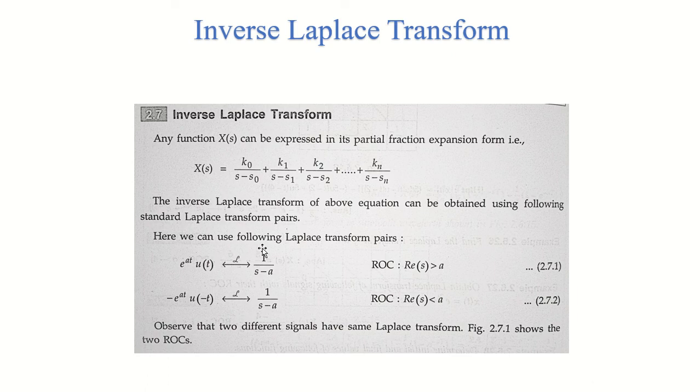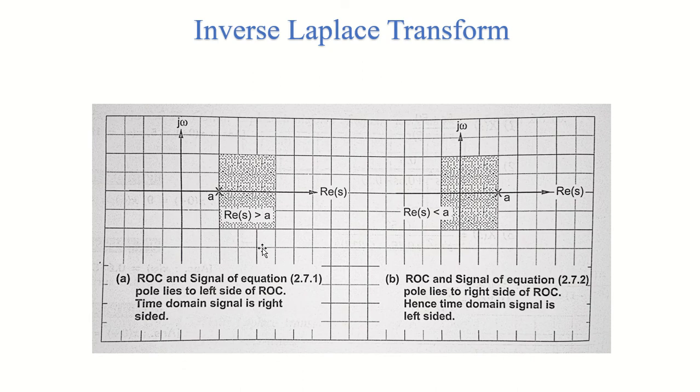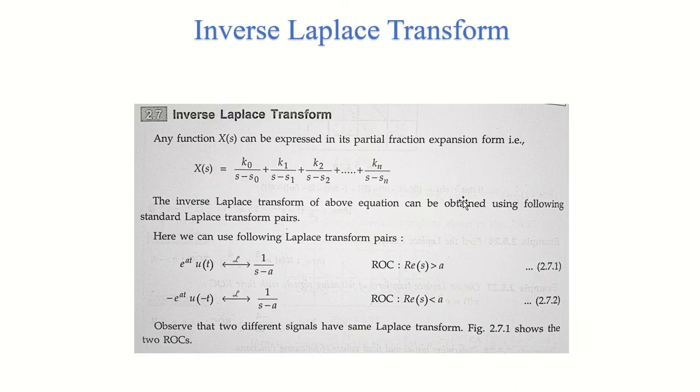So you can see that the time domain signal in this case will be on the right hand side, in this formula. And whenever the pole lies on the right hand side of your ROC, as you can see, in such cases the time domain signal will be left sided. So here you can see the time domain signal on the left side, right?